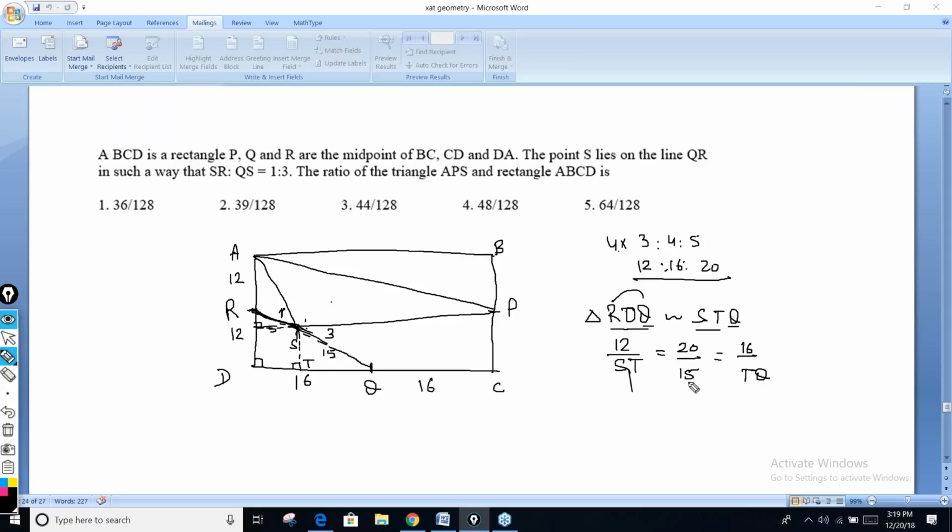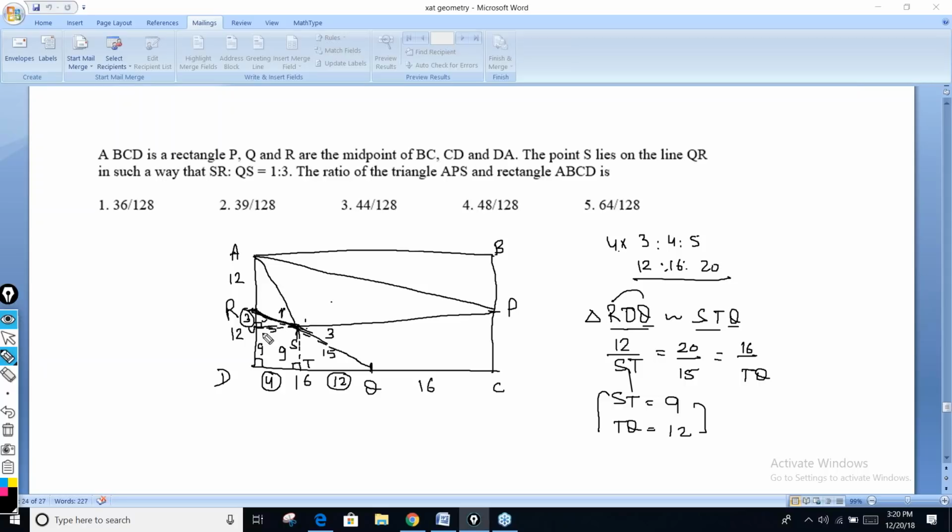So if I compare these two, 4 is to 3, I'll get the value of ST. So ST comes out to be 180 upon 20, that is 9. And similarly, if I compare these two, I'll get the value of TQ. Or I can use Pythagoras as well, 9, 12 and 15. So TQ will be 12. Or you can use it here also, 4 into 3 is 12. So TQ comes out to be 12. So if this is 12, this is 4. Complete was 16. And this part, ST, is 9. So this is 9, so this is also 9. This is 3. R, U, you can name that.